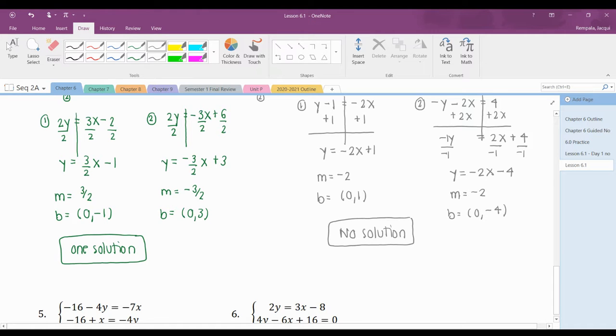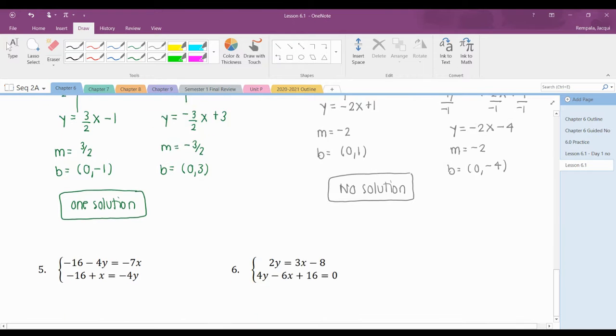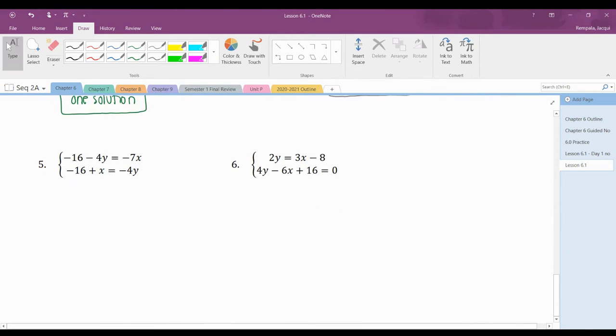So if you feel like these 4 problems are good enough for you to then start the homework, feel free to stop the video and you can start on that. I'm going to just continue. I have 2 more examples here. So feel free to watch these last 2 examples before trying the homework if you feel like you need a little bit more of a video.